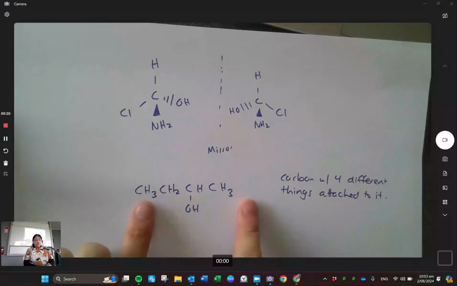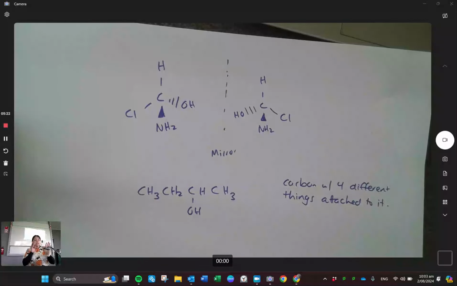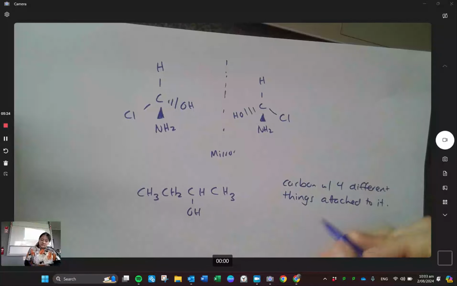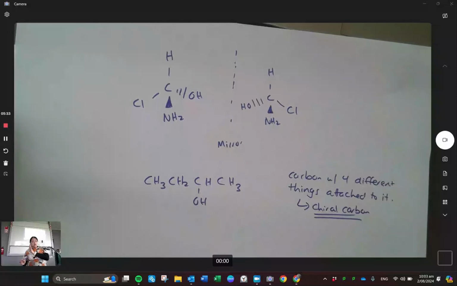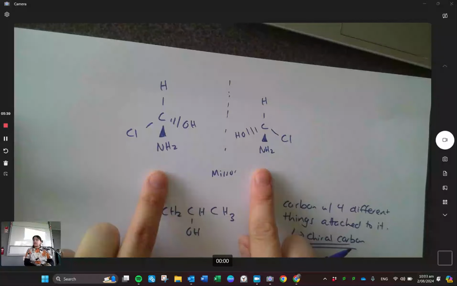So when you're going through this molecule, there's going to be spaces where it can form, sorry, I should call that 4 different things attached to it. That is a chiral carbon. That's the vocabulary word you want. It's what we call that. So if I go through the molecule, I should be checking to see, does it have 4 different things attached to it? Because if it does, then it can form these optical isomers here.